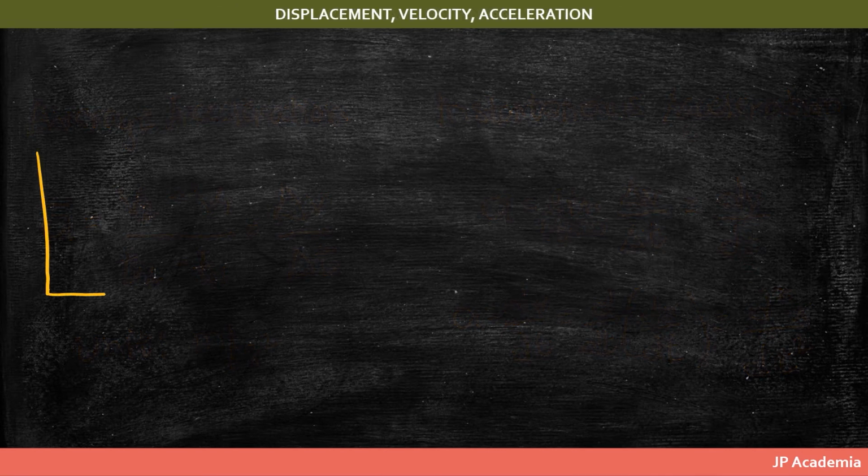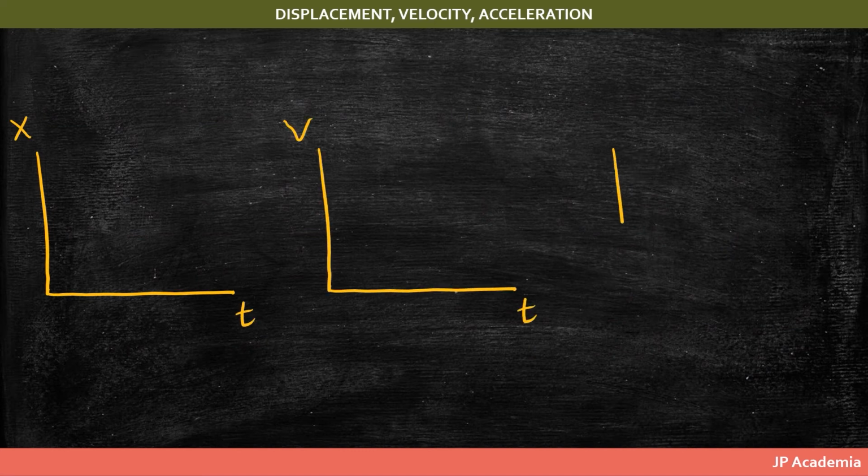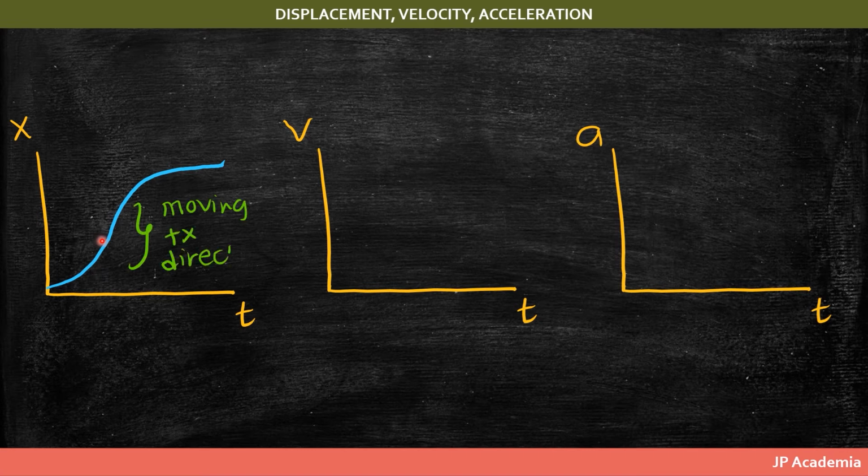Now let's do a graphical analysis for displacement, velocity, and acceleration versus time. Let's start with this one. So at this portion, we can say that the object is moving in the positive x direction. While for this one, given that we have a constant x, we can say that the object stopped.